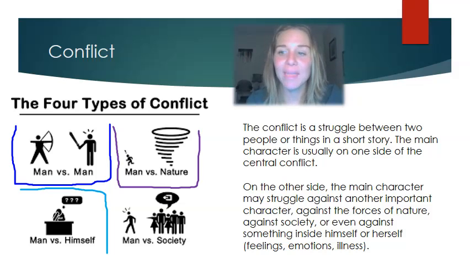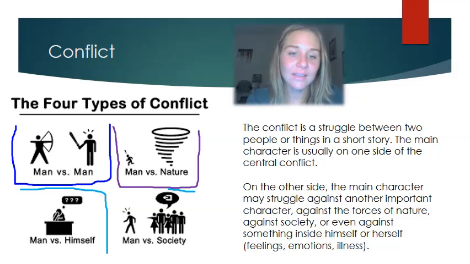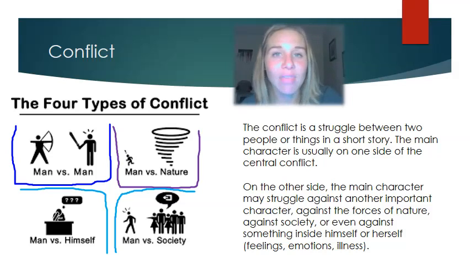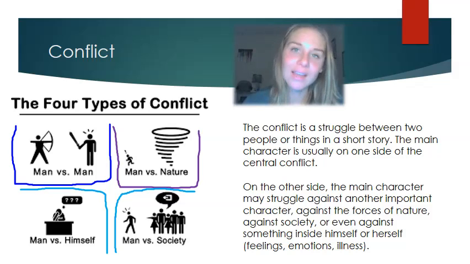Lastly, there is man versus society. In this case, man is going to be battling society. Maybe it's something that the person does not agree with, the way that the society is run. Or maybe they're just seeking their own individual path outside of that society.